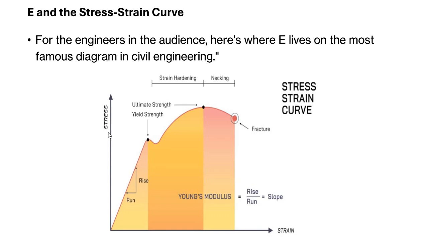So the stress is directly proportional to the strain. So E is the constant. The slope of this line is called the modulus of elasticity. The steel is predictable up to this point.